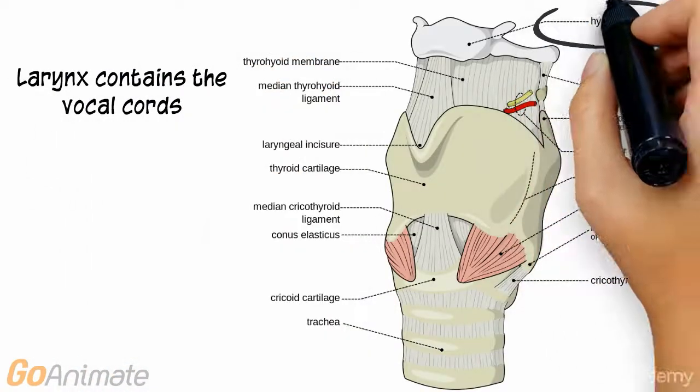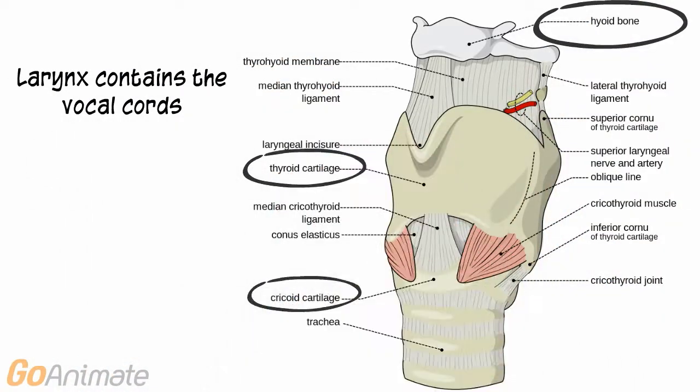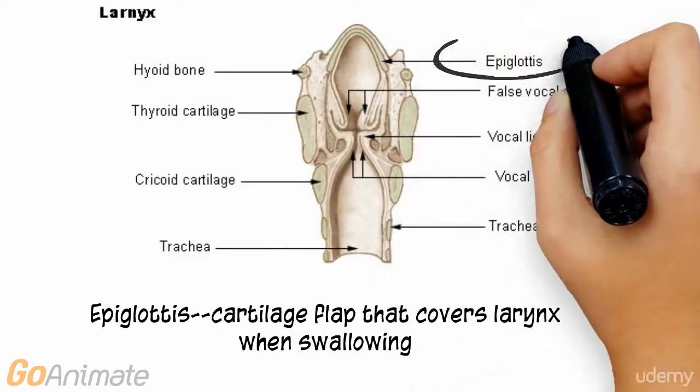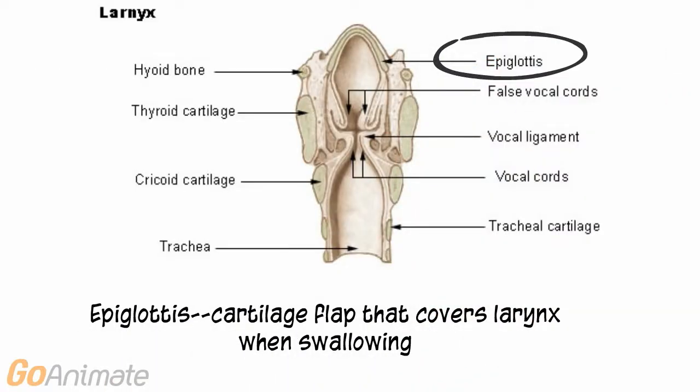The larynx extends below the hyoid bone and contains the large thyroid cartilage, or Adam's apple. Just below the thyroid cartilage is the cricoid cartilage. Here is a posterior view of the larynx. We can see a cartilage flap called the epiglottis. The epiglottis closes when swallowing to protect the airway.